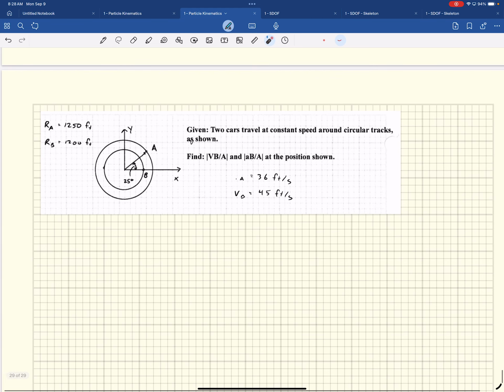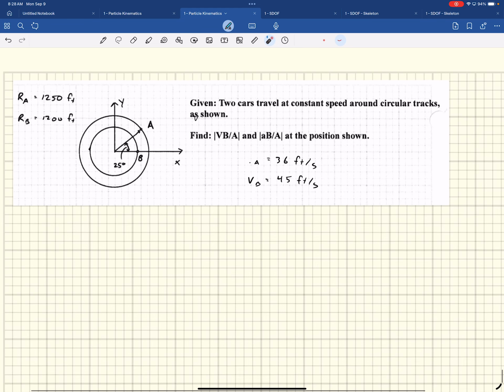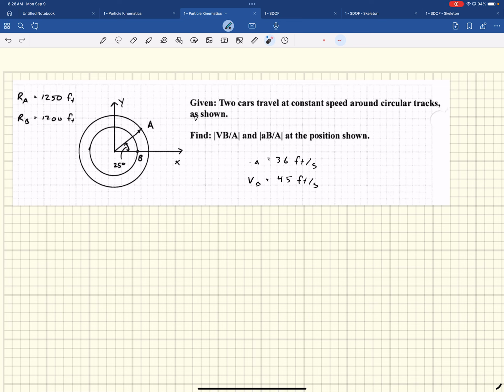This one is more involved. I just want to make sure I have enough time to do this. Now we have some weird stuff going on here. I've got particle A, I guess it's two cars, traveling around in a circle at a constant speed on a circular track. A and B both have constant speeds and they're on different radii. We are asked to find, should this be VB right here? VA is 36, VB is 45, and then it asks me to find the velocity of B as seen from A, and the acceleration of B as seen from A.